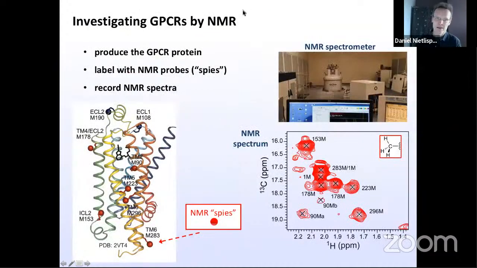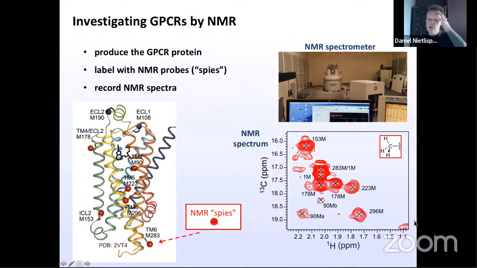So if we really want to investigate these G-protein-coupled receptors by NMR, we need to make these receptors first, we express them, and then we label them with NMR probes. These are our spies, and you can see them here on a structure of the GPCR as little red blobs. Each of these red spies is visible in an NMR spectrum, and then we record the data.